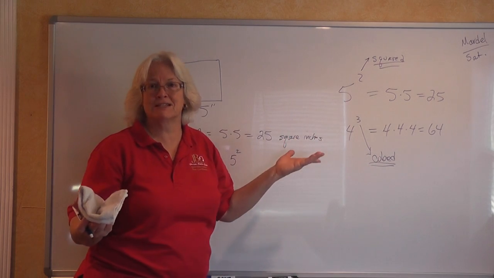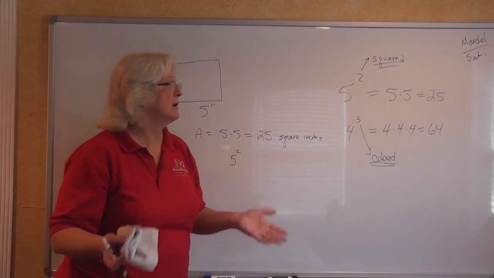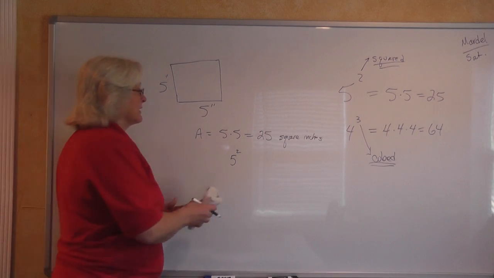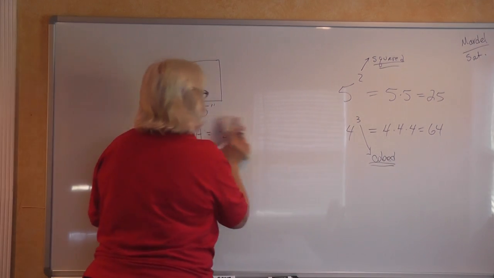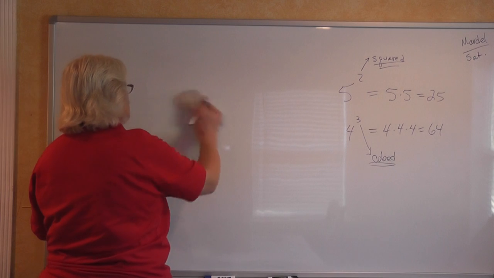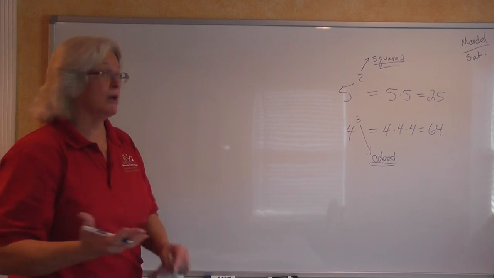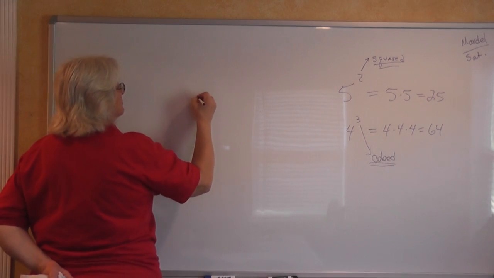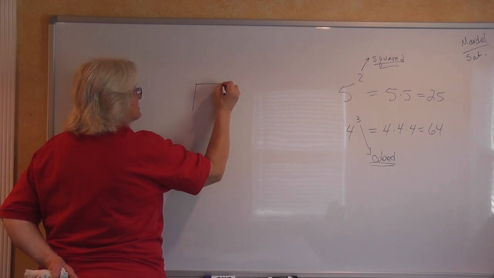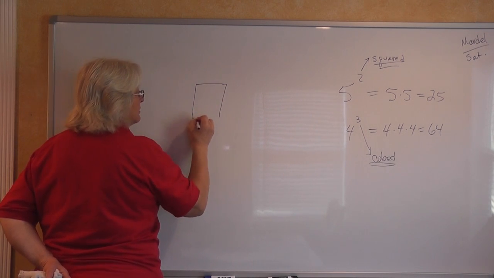Can you read 5 to the 2nd? Sure. I'm not going to say 5 to the 2nd. I just automatically revert to 5 squared. Similarly, with 4 cubed. Now once again, I have like no ability here.